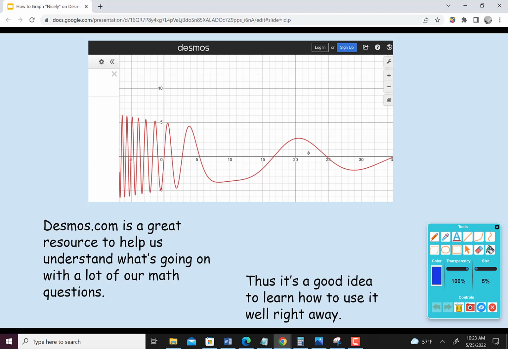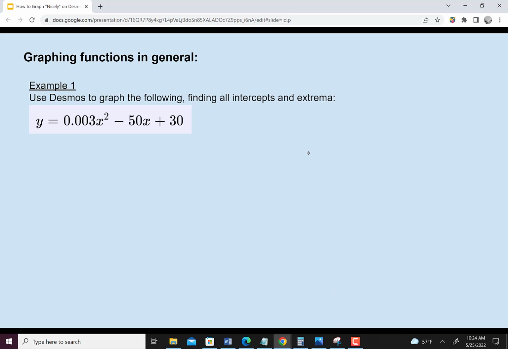In your pre-calculus classes, you are going to be graphing a lot. And one tool online that's really wonderful is Desmos.com. This video is giving you a basic idea of how to use it well, just to graph some functions that would be hard to graph by hand. We'll just do a couple of examples.